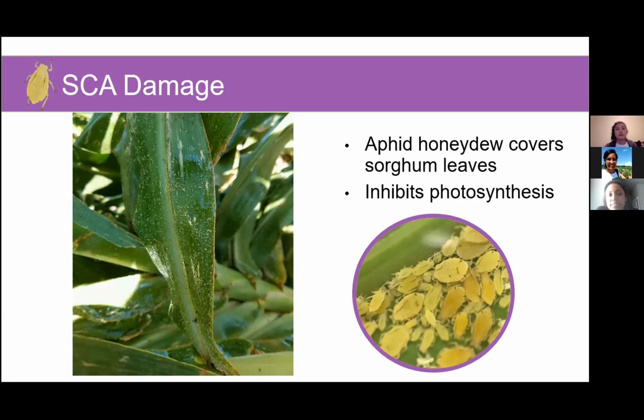Honeydew, as you can see, is quite sticky and it coats the entire surface of plant leaves. And this can lead to molding and additionally block light. And if plants can't get light, they cannot photosynthesize.